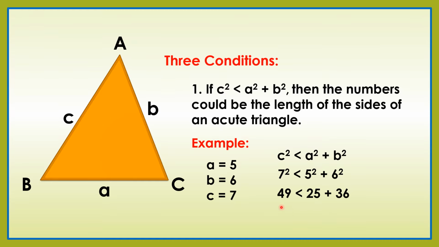We will have now 49 is less than 25 plus 36. Add natin ang 25 at 36. So, we will have now 49 is less than 61. So, ang tanong dyan, ang 49 ba ay less than sa 61? So, the answer is yes. Therefore, ang 5, 6, at 7 ay sides ng acute triangle.